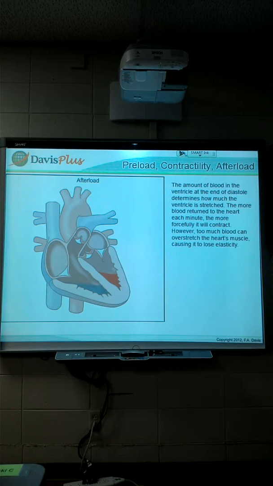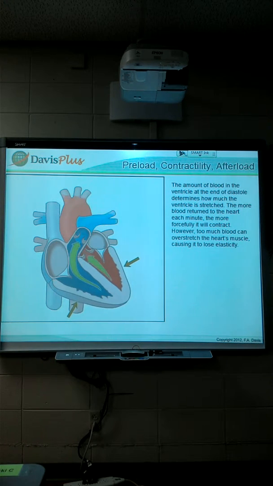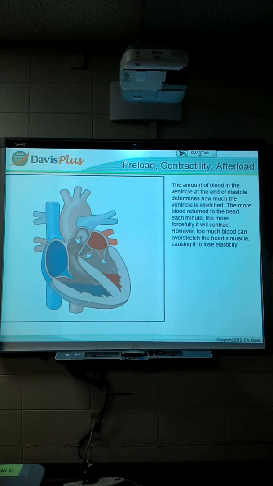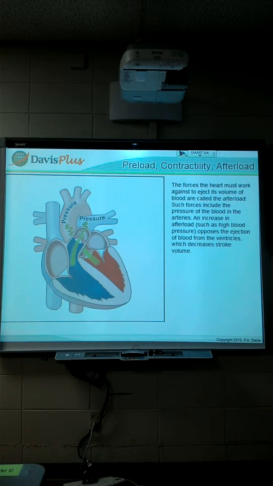The amount of blood in the ventricle at the end of diastole determines how much the ventricle is stretched. The more blood returned to the heart each minute, the more forcefully it will contract. However, too much blood can overstretch the heart's muscle, causing it to lose elasticity. The forces the heart must work against to eject its volume of blood are called the afterload. Such forces include the pressure of the blood in the arteries. An increase in afterload, such as high blood pressure, opposes the ejection of blood from the ventricles, which decreases stroke volume.